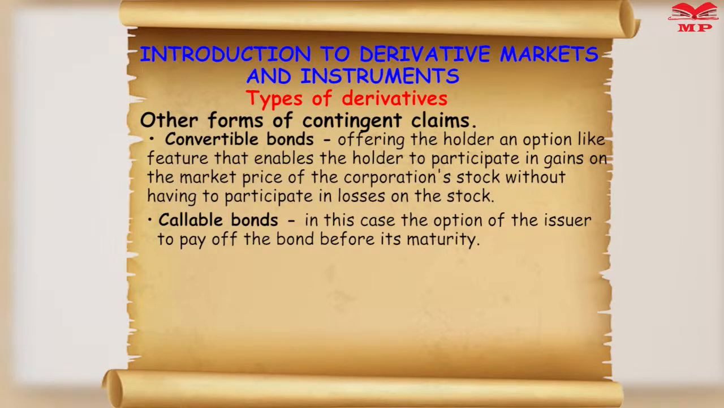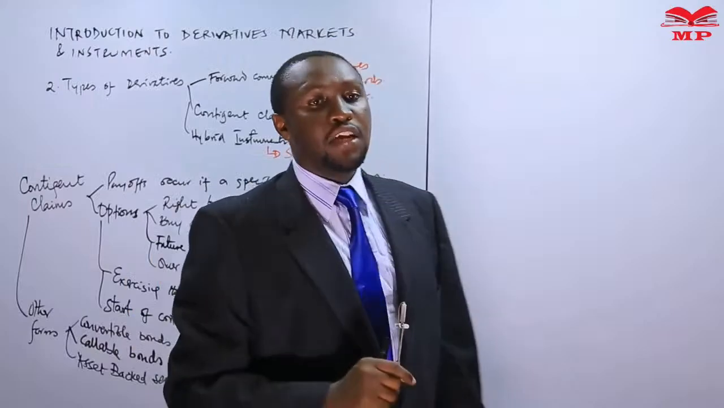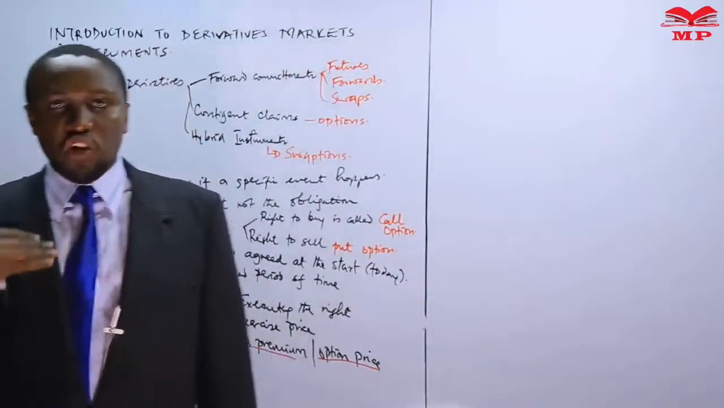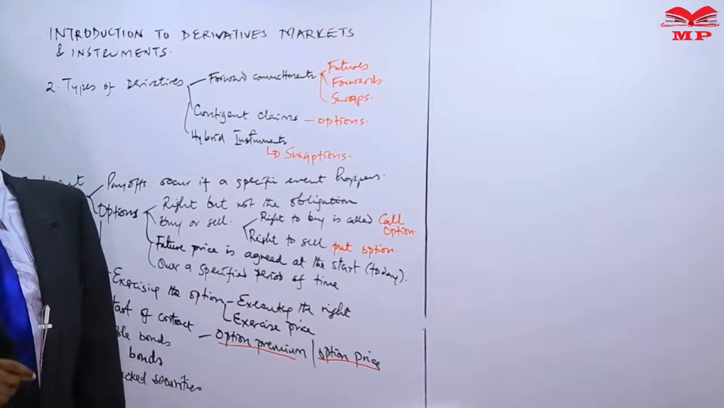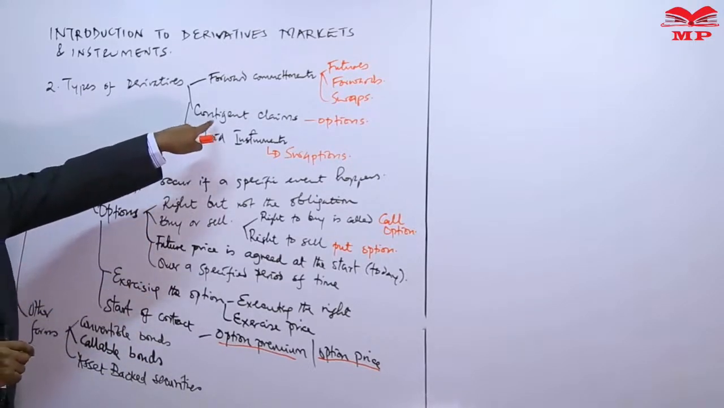We have asset-backed securities. We know that an asset-backed security is a claim on a pool of securities. We have learned that elsewhere. And this pool might be mortgage loans, or a portfolio combined. With asset-backed securities, when interest rates fall, people can make what? More payment than the scheduled payment. And this feature of making more payment than the scheduled payment, we are calling what? The prepayment feature. So we have seen what the various contingent claims are.